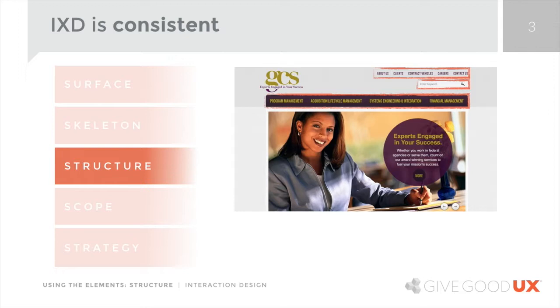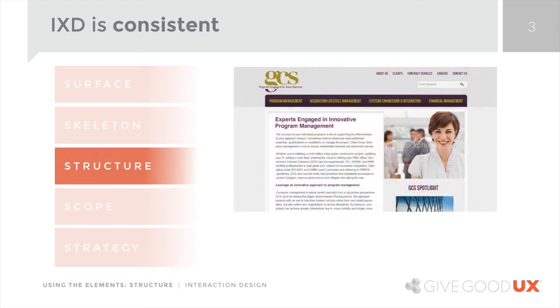When we get to an inner page, those things remain consistent. They're in the same place, they're visually represented the same way, and they act exactly the same. Now, at the same time, the content below changes. Why?